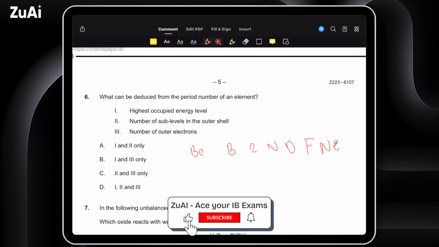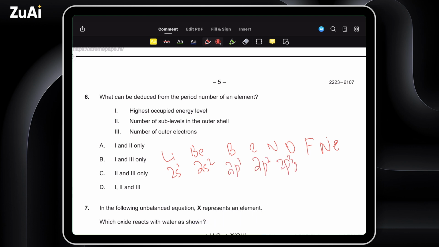For example, beryllium has 2s2, lithium has 2s1. Then 2p1, then 2p2, 2p3, 2p4, 2p5, 2p6. So highest occupied energy level, yes. Number of sub-levels in the outer shell, yes. Number of outer electrons, no.